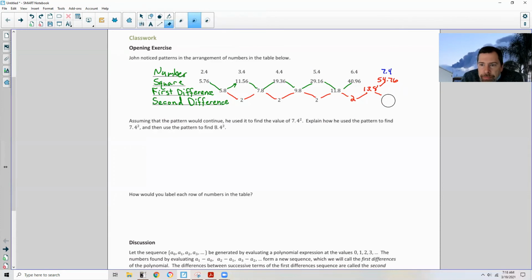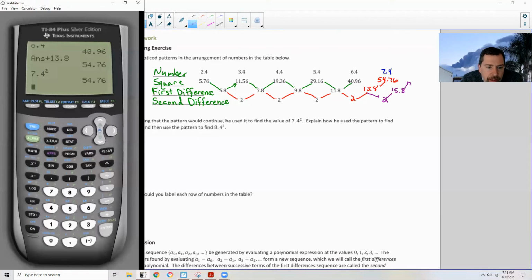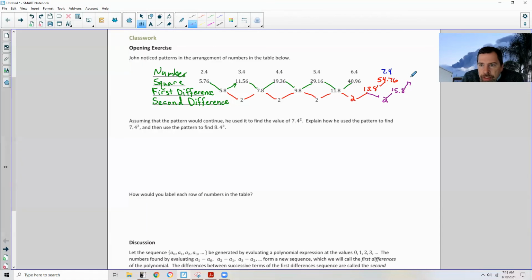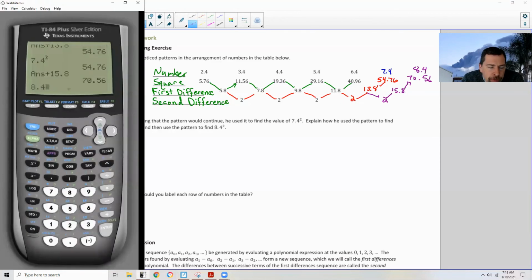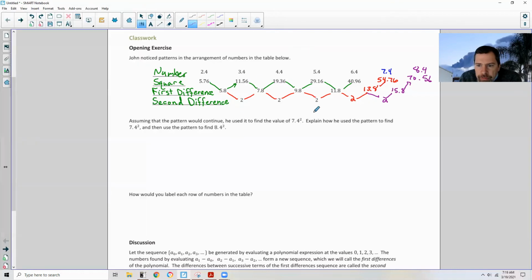Let me do it in a different color. Okay, so if I go to purple now, so this is going to be 2 again, and that is going to give me the number 15.8, adding 2 to this first difference. So 15.8 is going to get added to 54.76. So if I just say plus 15.8, that is going to give me 70.56. And that should be 8.4 squared. And if I check that, 8.4 squared is 70.56. Okay, so that's how you would use this pattern to find the square of a number.